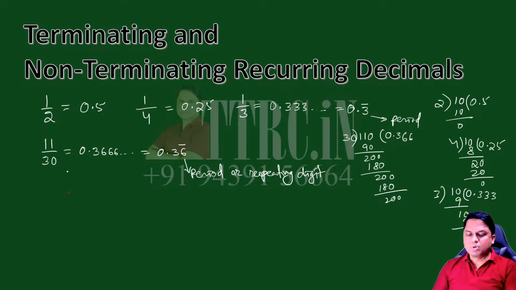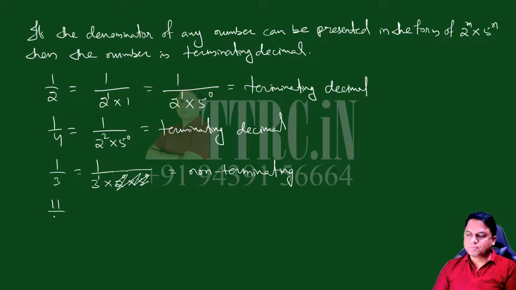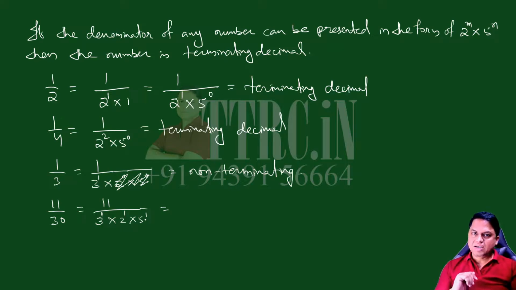Okay, then next one, 11 by 30 equals 11 divided by 3 to the power 1 multiply by 2 to the power 1 multiply by 5 to the power 1. Here 2 and 5 both are there, but 3 is also there, and we know that the factors should only be 2 and 5. There should not be any other factor, but here we are getting 3 as a factor, so it is a non-terminating decimal.